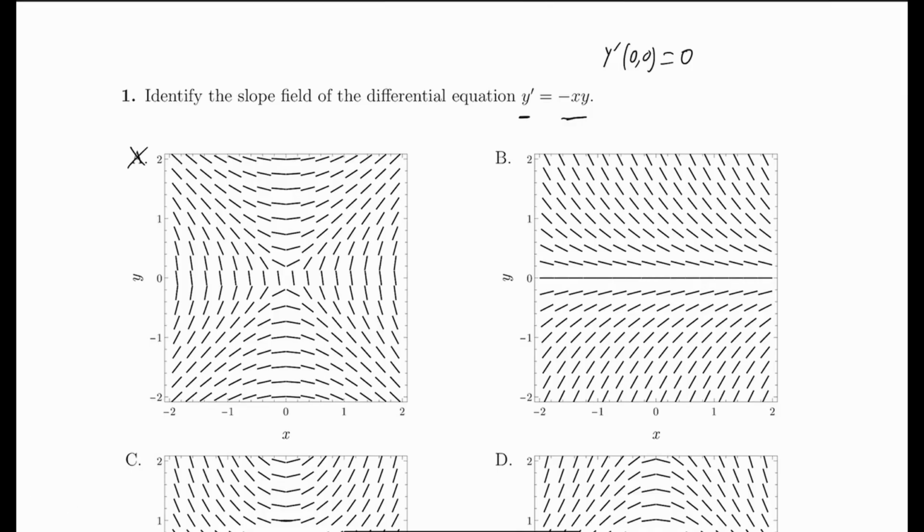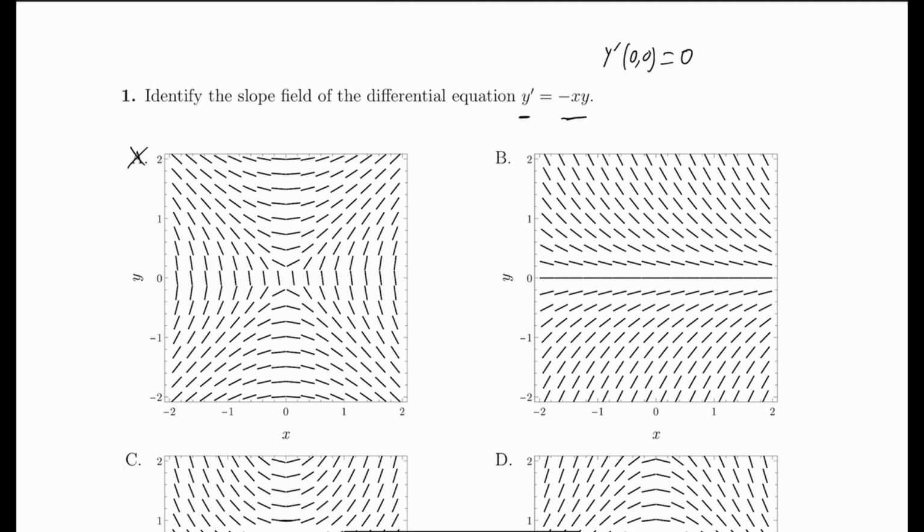Because our y prime is equal to negative xy, that means any point on either the x or y axis should also have a slope of 0, right? Any x value with a y value of 0, or any y value with an x value of 0, is going to equal 0. 0 times anything is 0. So our whole vertical and horizontal axes should have slopes of 0.